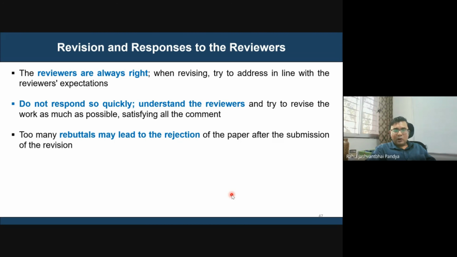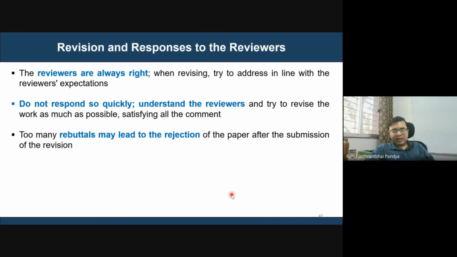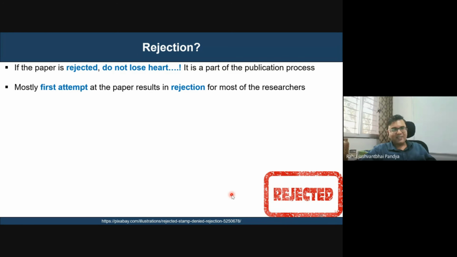Now, a lot of rebuttaling will lead to rejection. We can rebuttal a few points, which is fine, but a lot of rebuttaling will lead to rejection. So always we have to be in sync with the reviewers. And finally, let's say if the paper is rejected, then don't lose heart. That's the key part. Any paper, the first time, is going to be rejected. That's the natural thing. So we should not lose heart in that. And the first attempt is always going to be rejected.